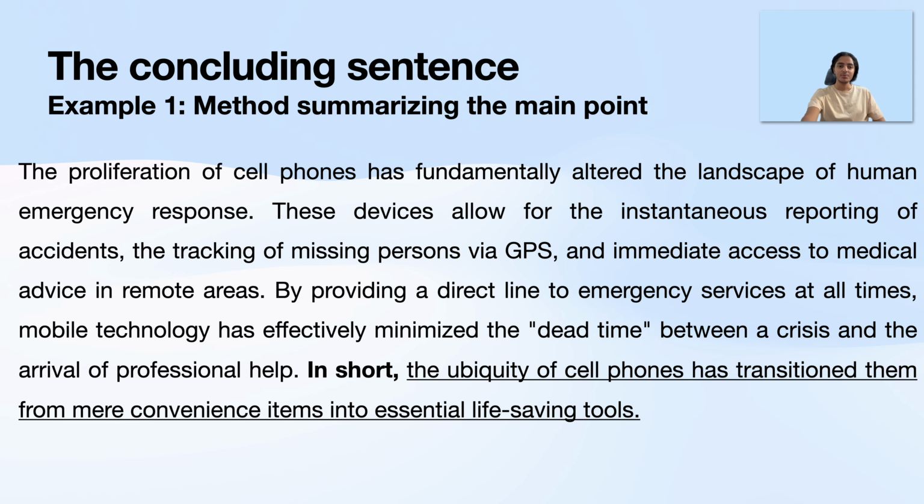Let's look at some examples. Example 1. This method is summarizing the main point. The proliferation of cell phones has fundamentally altered the landscape of human emergency response. These devices allow for the instantaneous reporting of accidents, the tracking of missing persons by GPS, and immediate access to medical advice in remote areas by providing a direct line to emergency services at all times.